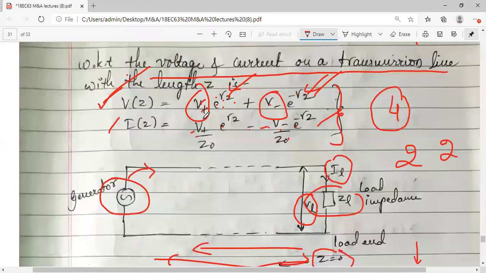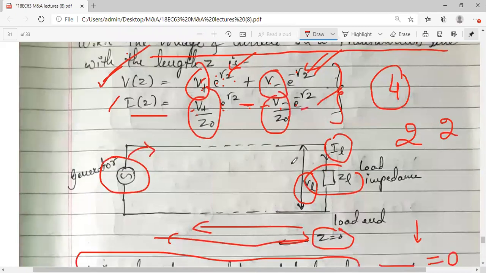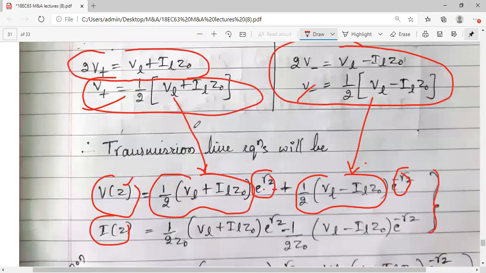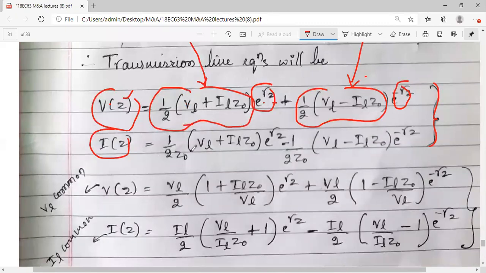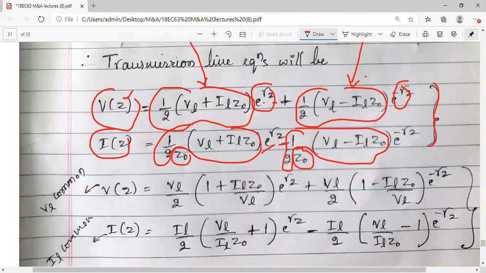I of Z is equal to V plus by Z naught exponential. There is a negative sign here. V minus by Z naught exponential. So substitute V plus and V minus. I have substituted V plus value here, and divided by Z naught is already there, exponential, minus V minus value. I have substituted. There is a denominator Z naught term as it is and exponential. So these are the pair of equations.